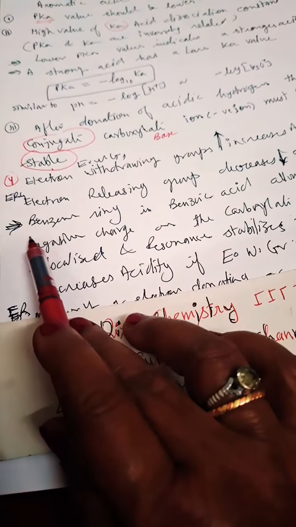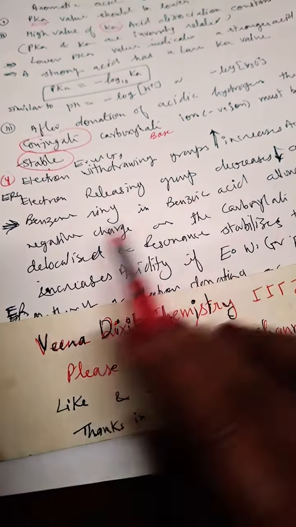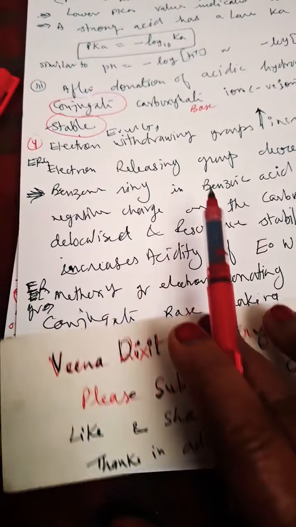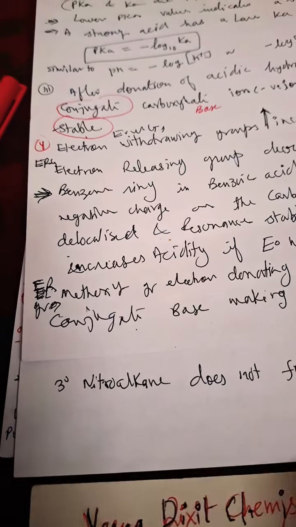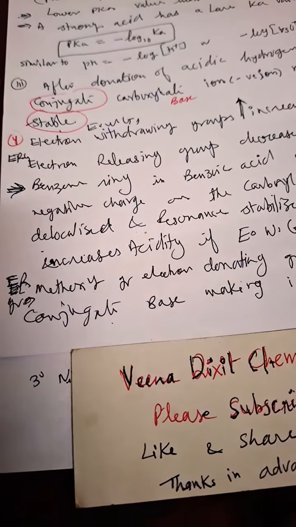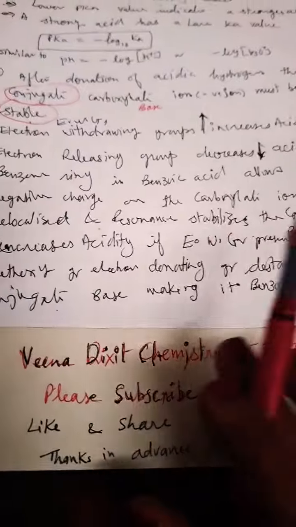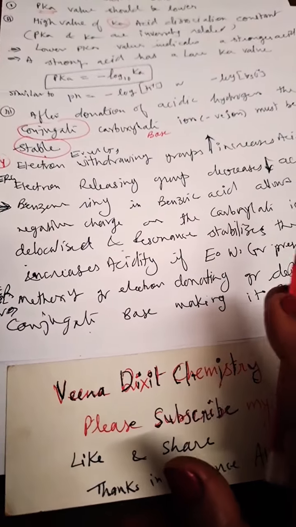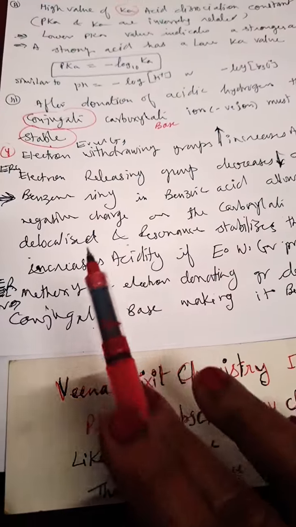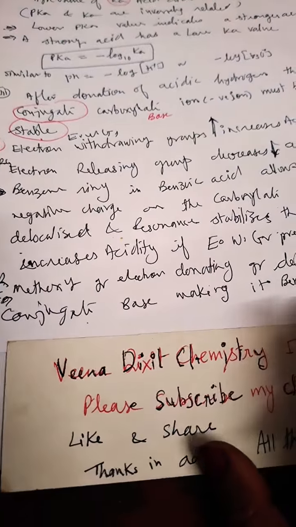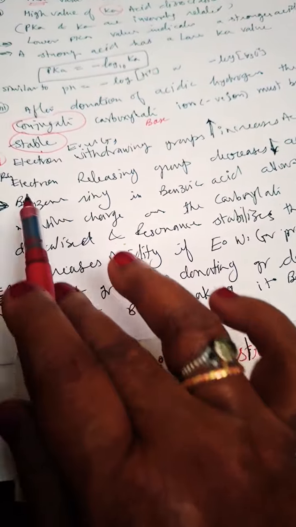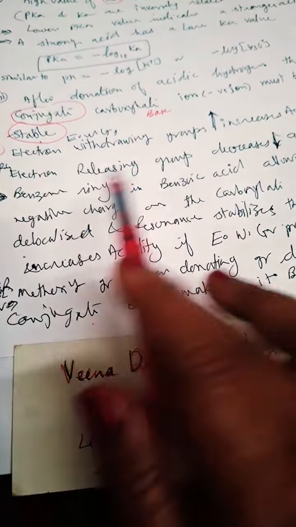Now see here, the benzene ring in benzoic acid allows the negative charge on the carboxylate ion to delocalize and resonance stabilize. All of you know that benzoic acid is resonance stabilized. When H positive is released, the carboxylate ion is more resonance stabilized, so it will be a more stable conjugate base, so H positive release will be easy in benzoate ion. Now here we are talking about when some substituents are present.